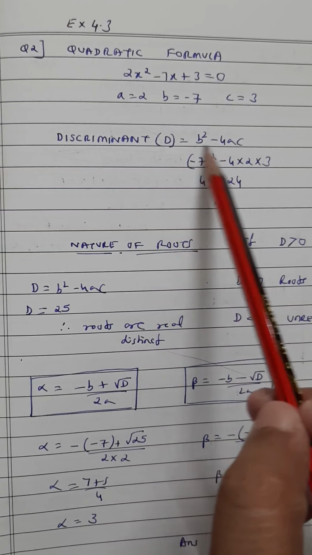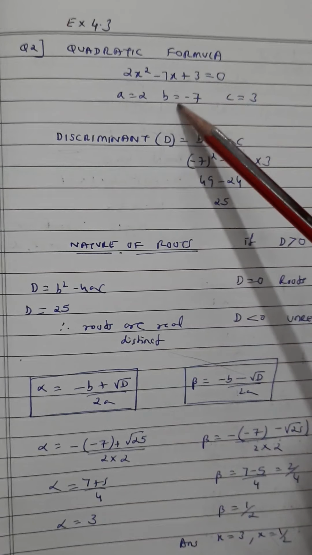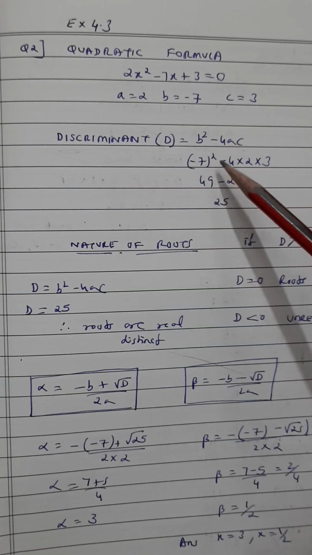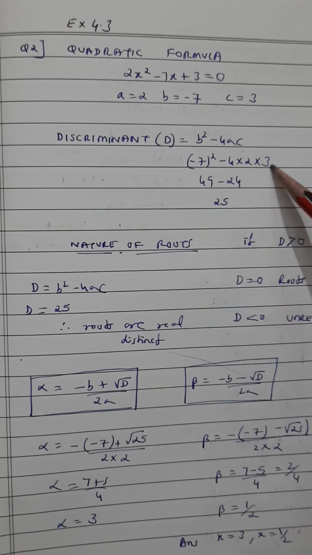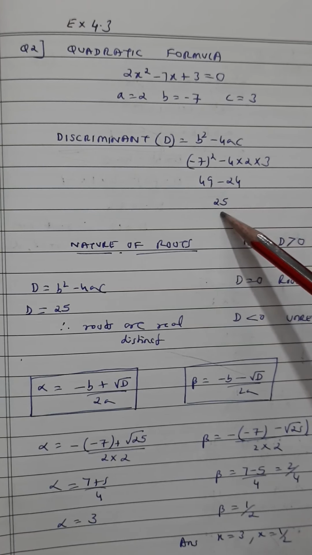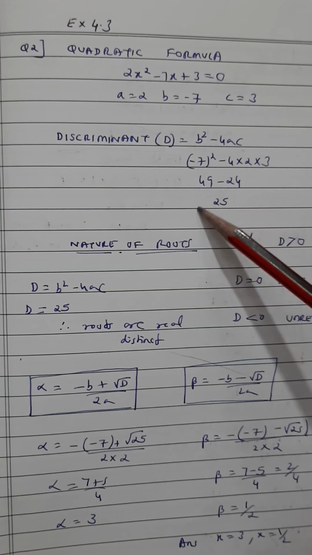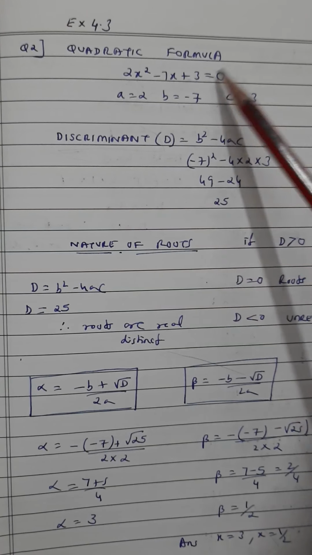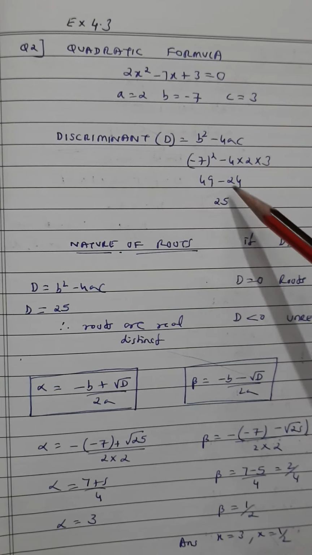So I am going to apply b square minus 4ac here. So the values of a, b and c are here. You are just substituting those values here. So b square, that is minus 7 whole square, minus 4 into 2 into 3. So 49 minus 24, we are getting 25. So this is how you find the discriminant. So in every quadratic, when you are using the quadratic formula, always find the discriminant.